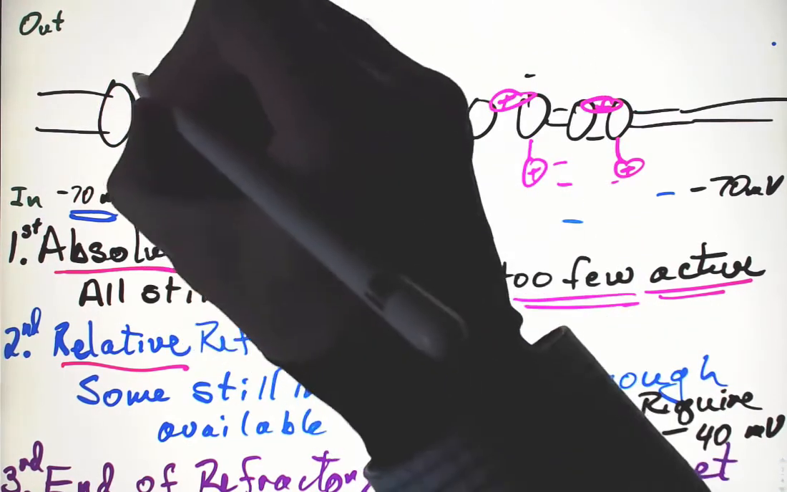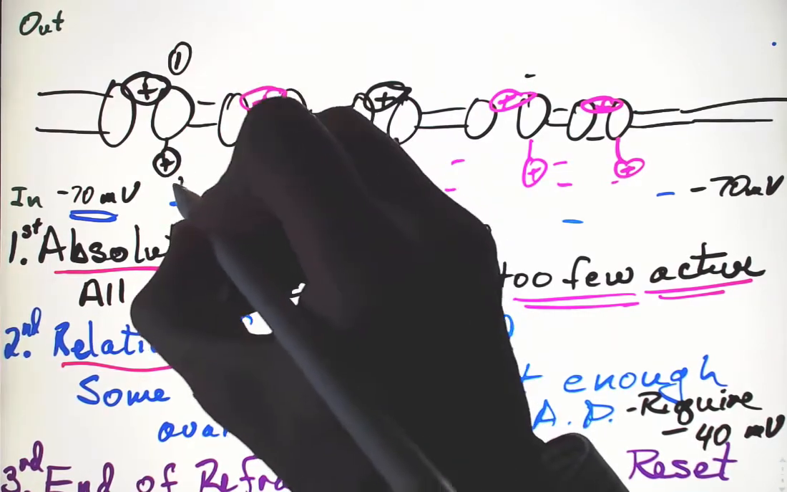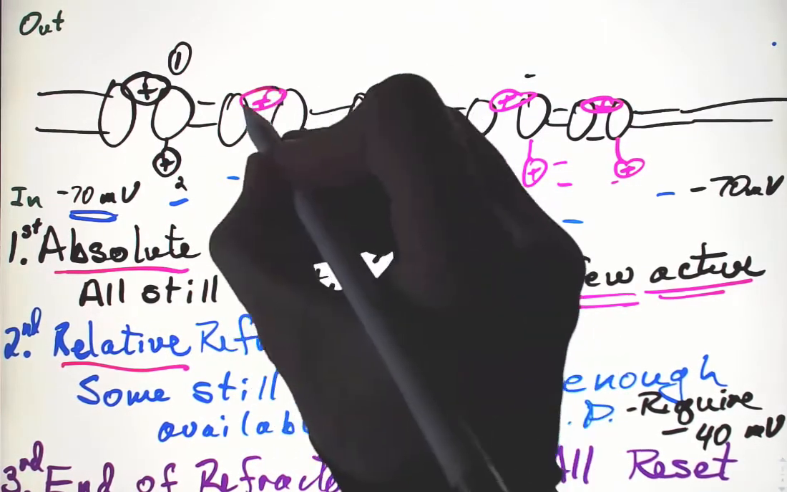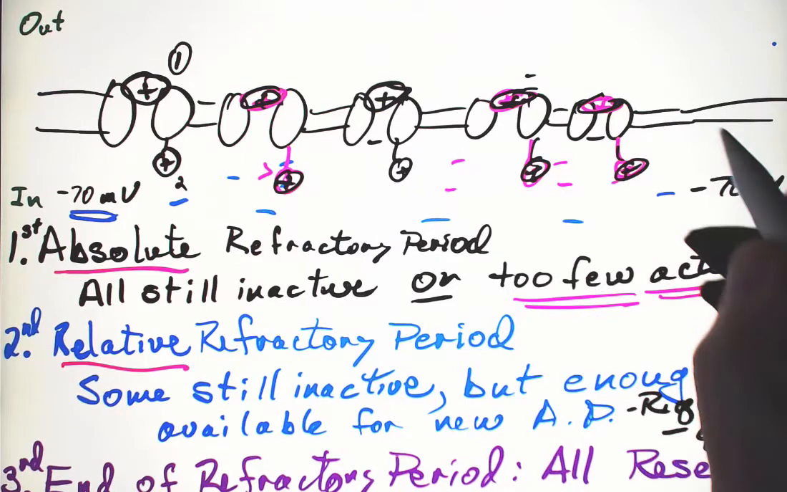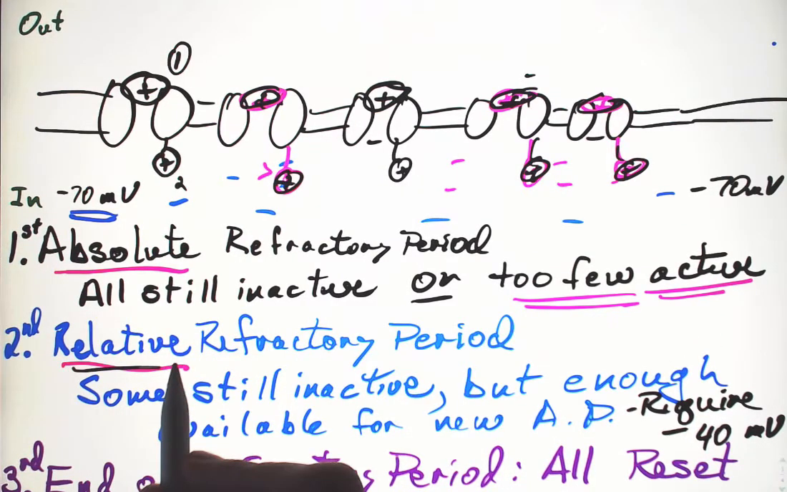Finally, the last one resets. First the activation gate, second the inactivation gate, and now we have them all. Now we're past the relative refractory period. Now we're at the end of the refractory period.